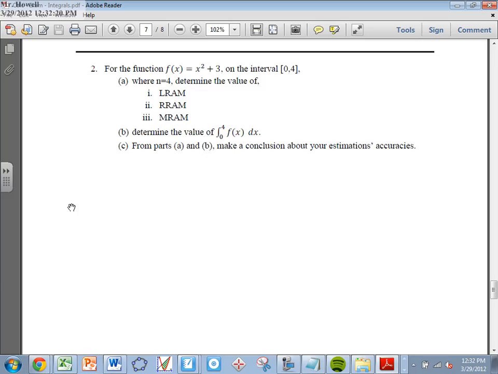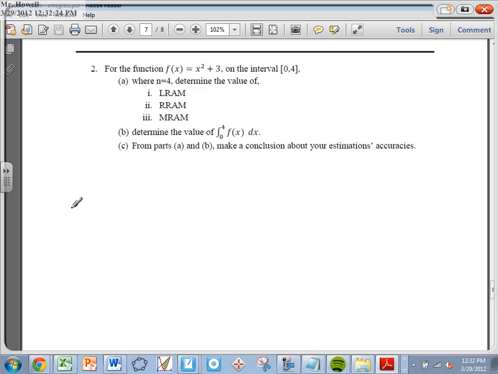But if I were to do this, I'll do LRAM to start. I'm going to try LRAM just to take a look at it. What's my interval from 0 to 4? Over 4, which makes delta x simple. Makes delta x 1. So for this problem, if delta x is 1, I know that each rectangle is going to be 1 wide.